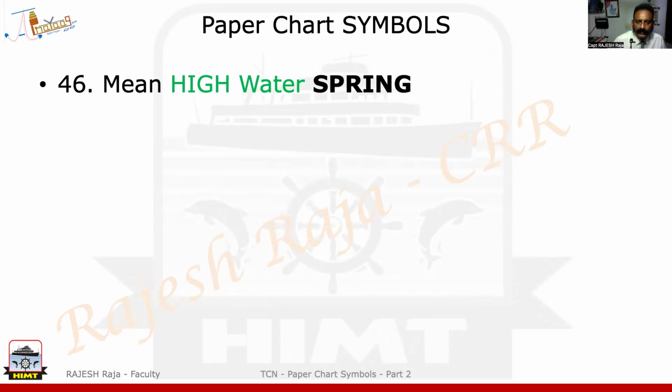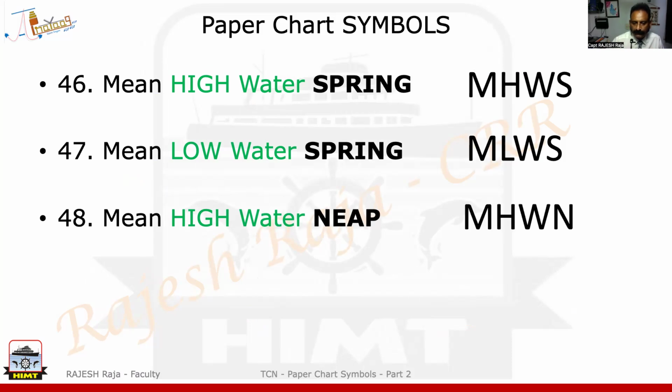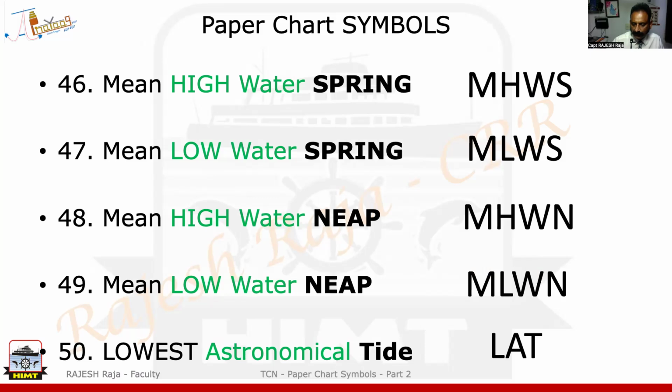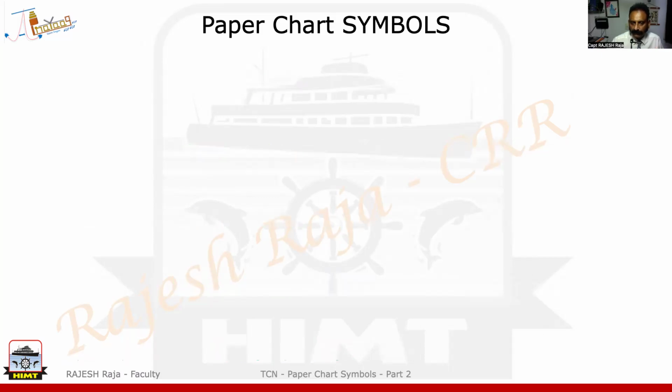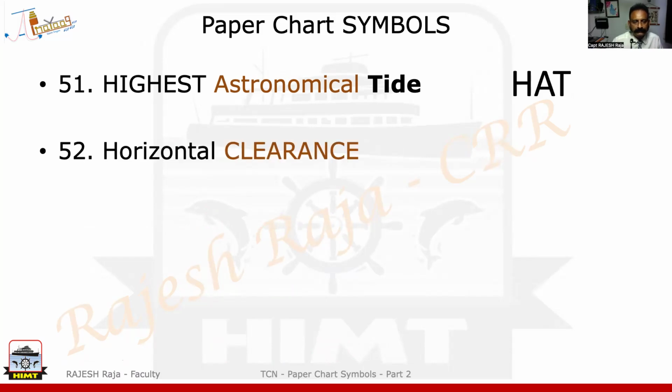A few commonly used abbreviations in tides, as I said, I'm going to deal with them in more detail later on in a video. Mean high water spring, one of the important characters. Mean low water spring, mean high water neap, mean low water neap, and lowest astronomical tide. All of them are important for you in tide calculation, so I'll be dealing with them a little later. There's something called highest astronomical tide also, HAT.